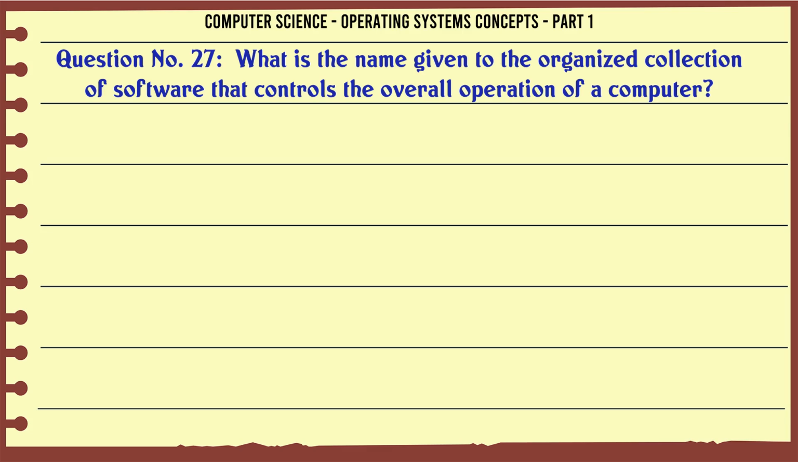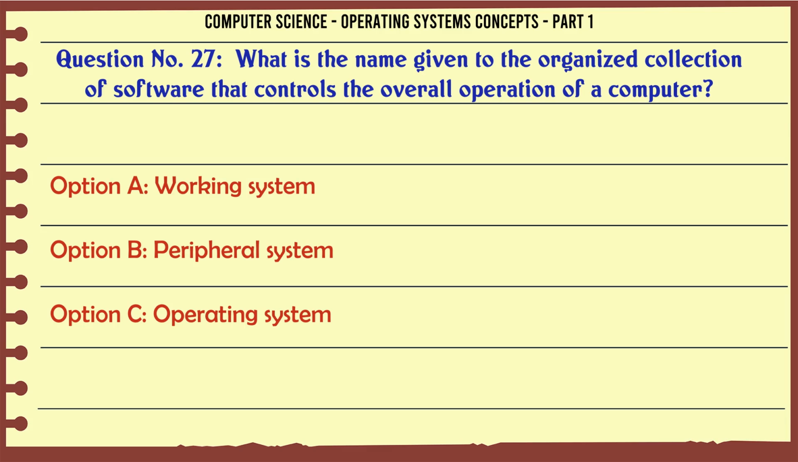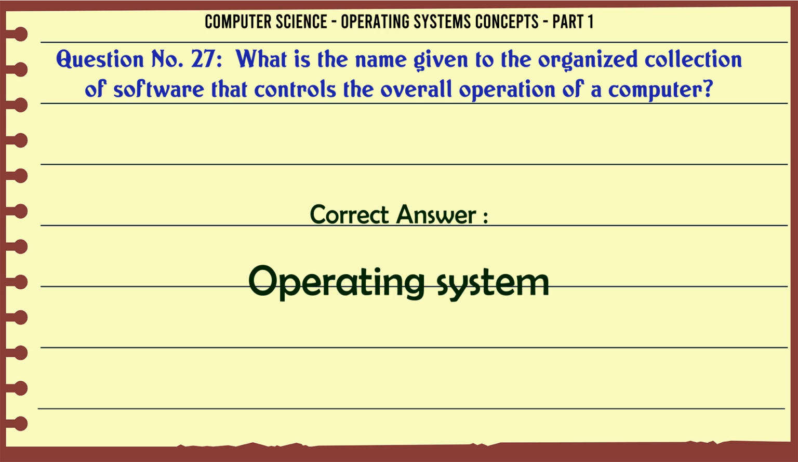What is the name given to the organized collection of software that controls the overall operation of a computer? A. Working system. B. Peripheral system. C. Operating system. D. Controlling system. The correct answer is operating system.